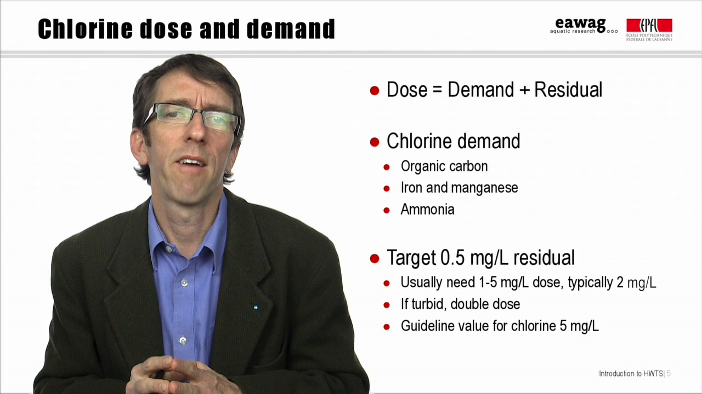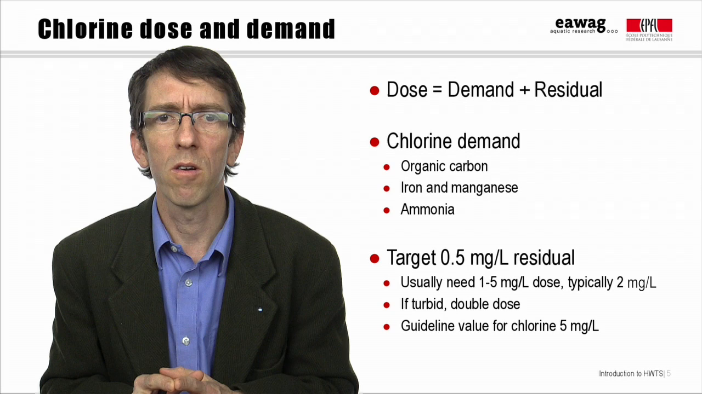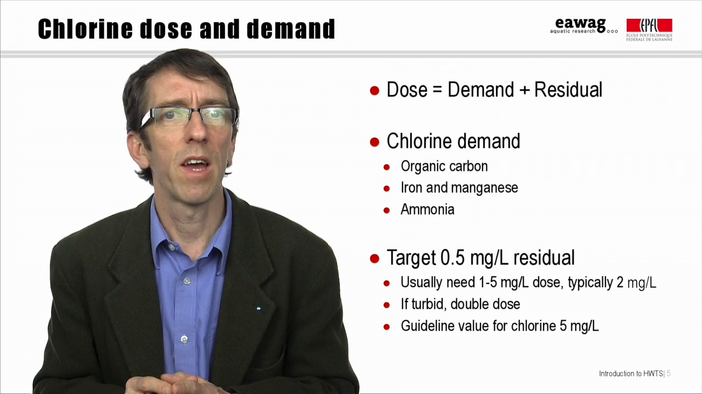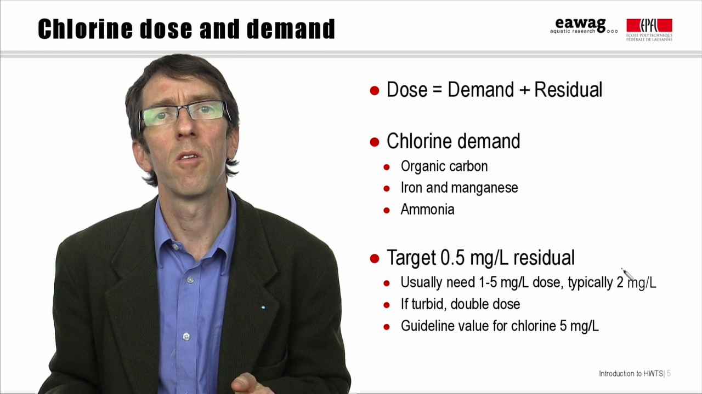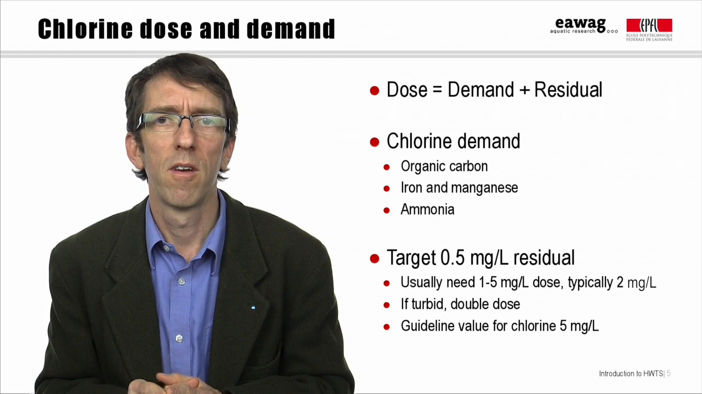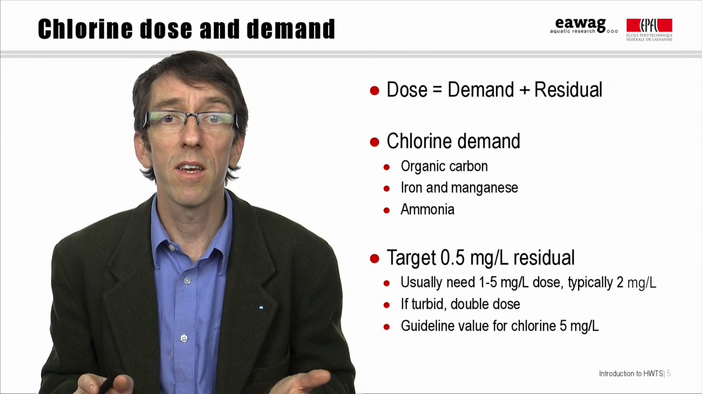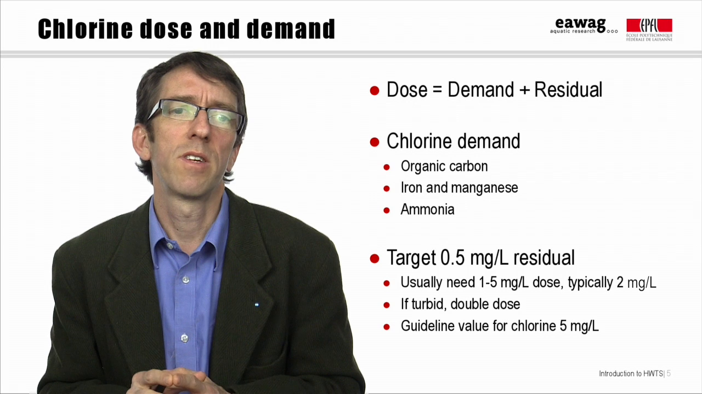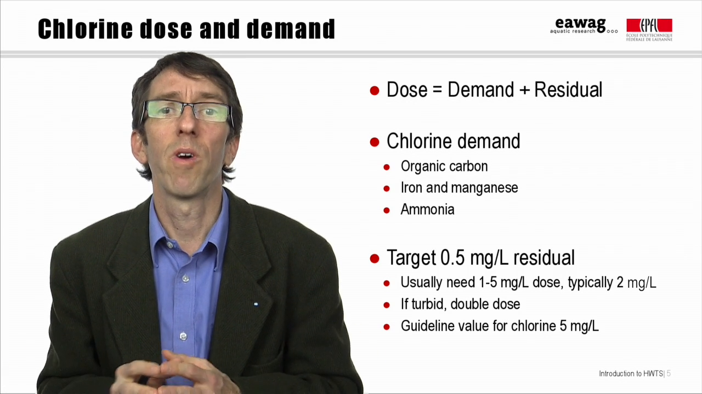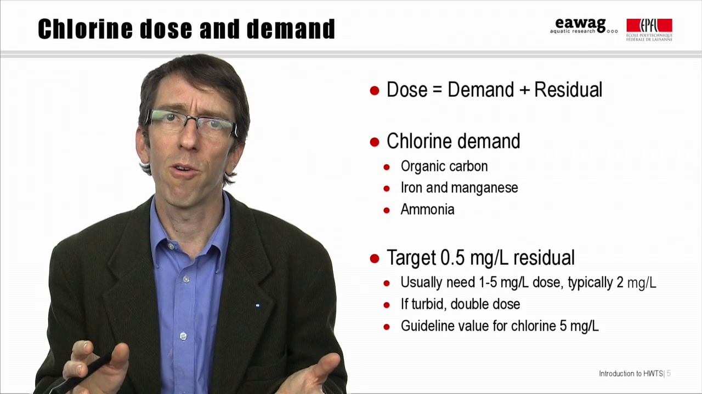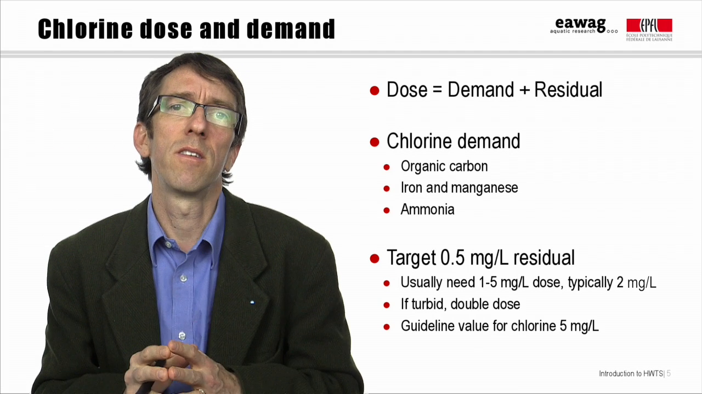It's normally recommended to have a residual concentration of at least 0.5 milligrams per liter, and this can require a dose of anywhere from 1 to 5 milligrams per liter, with 2 milligrams per liter being fairly typical. Turbidity reduces the effectiveness of chlorine, both by shielding pathogens directly and by consuming chlorine, so standard doses are normally doubled when the water is turbid. Ideally, the right dose will be determined through trial and error by adding different amounts of chlorine to the water to be treated to see what yields the desired residual.